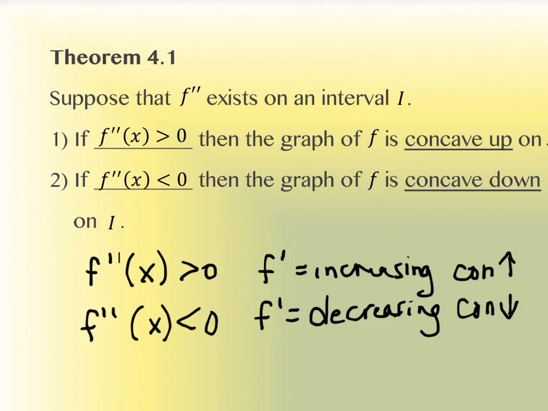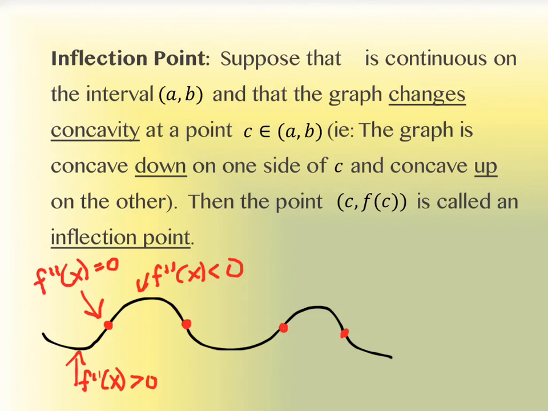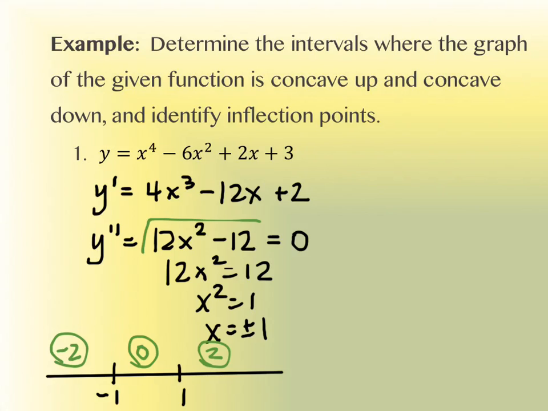The second derivative positive means it's concave up. The second derivative negative means it's concave down. So we're using them in the second derivative, which is right here. So we're going to test y double prime of -2, y double prime of 0, and y double prime of 2.